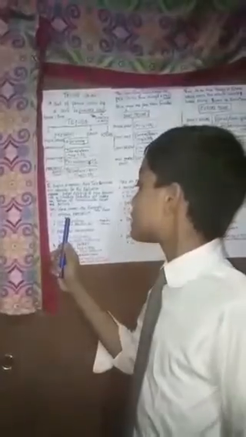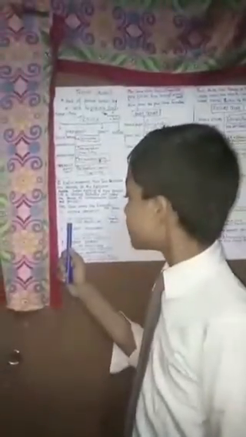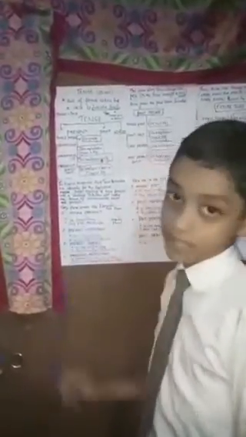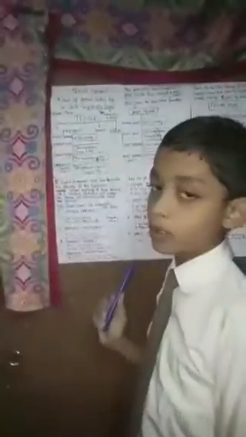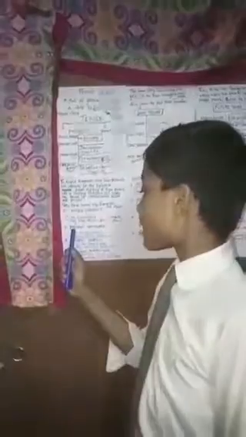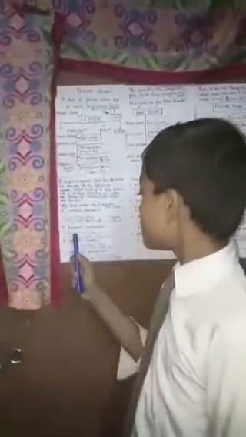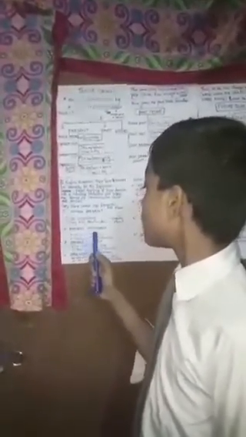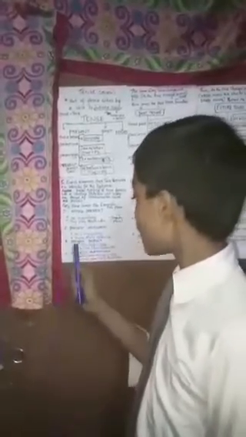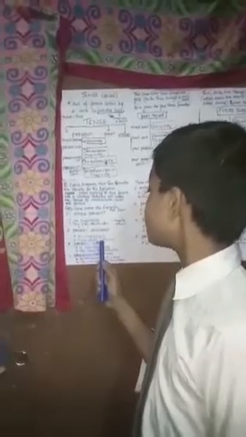First, simple present. First example is, he sings a song. That's singular. They play badminton. That's plural. Next, second, present continuous. He is singing a song. Next, they are playing badminton.